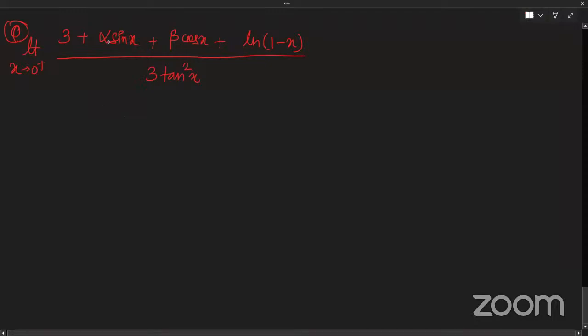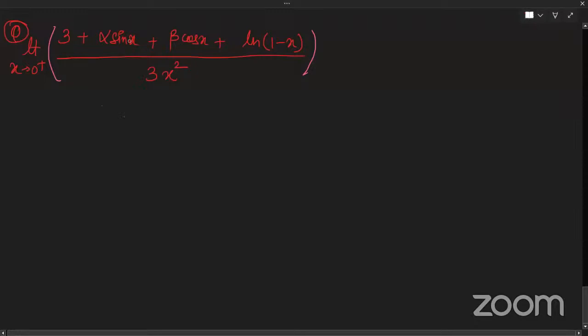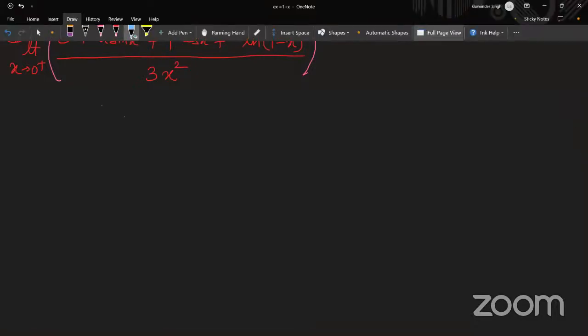Is this tan square x coming alone? Is this tan square x alone or does it have something with it? Alone, sir. So what can I do to it? Avoid it, correct? Ignore it. So if I ignore, what will happen? What will be my limit? Can I just directly write x square? 3x square. Yes, sir. Great.